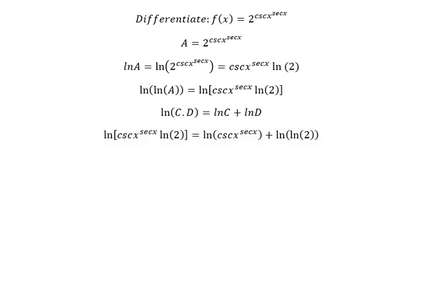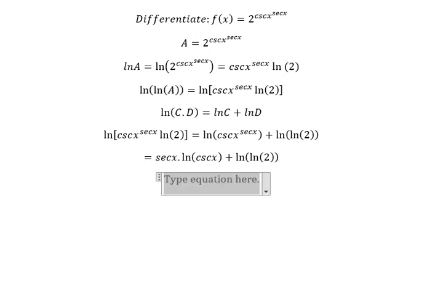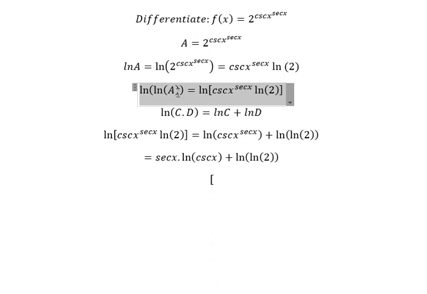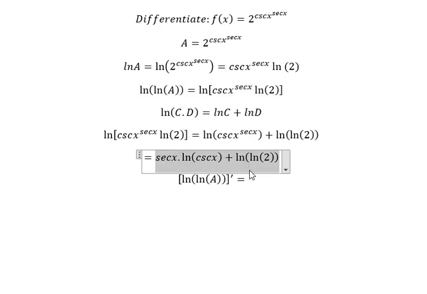So in this situation, we got secant of s multiplied with ln of cosecant of s, and we have this one. Next, we do first derivative of this one. So they will do first derivative of this one too.